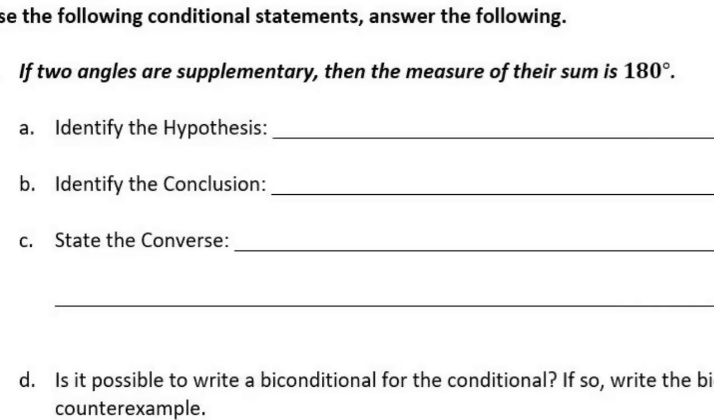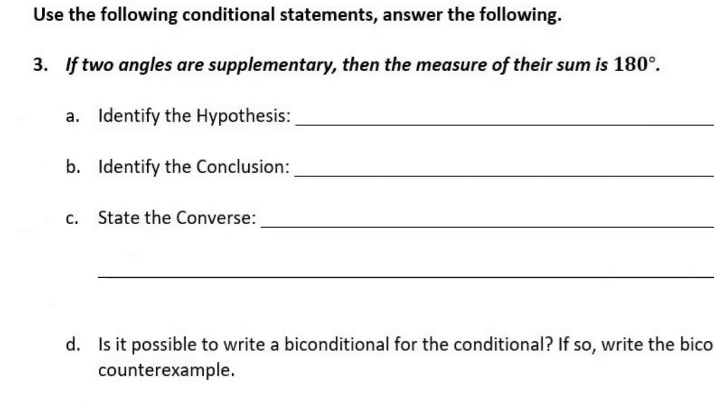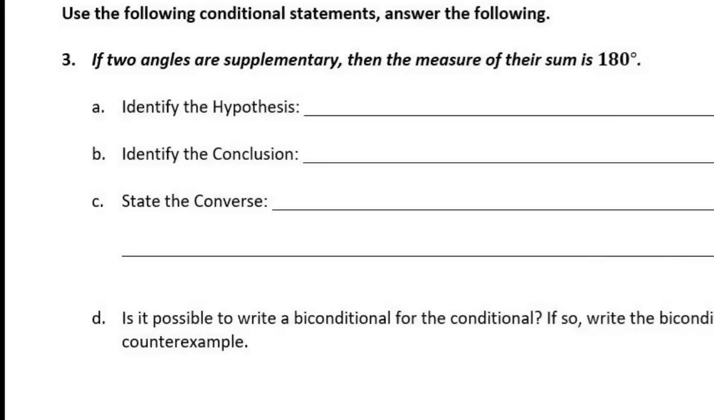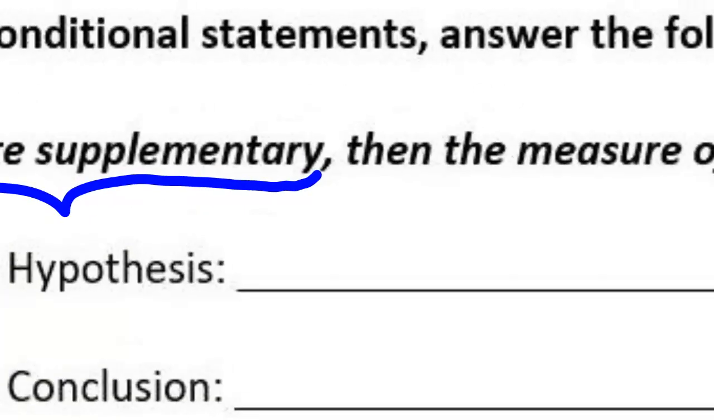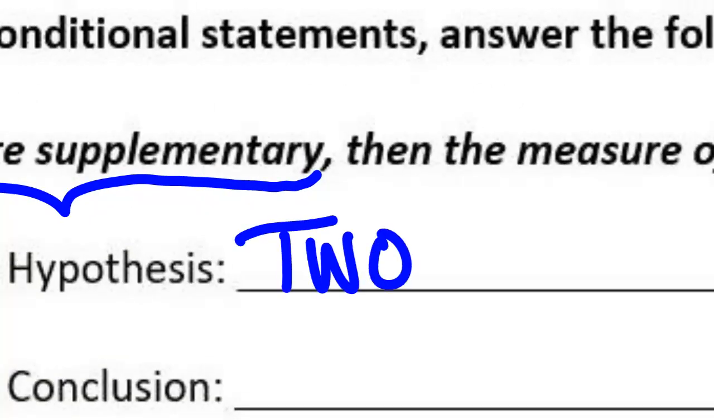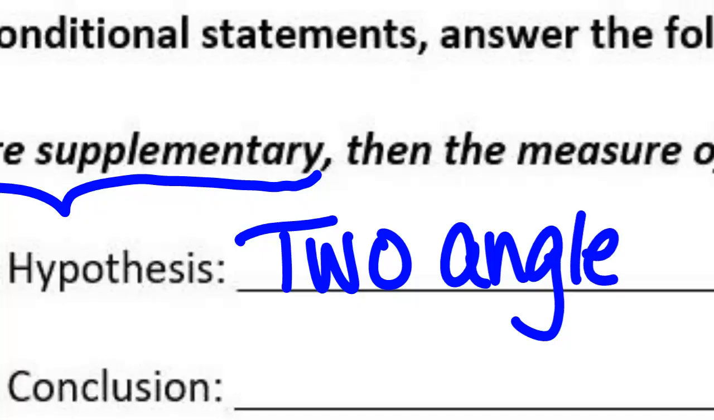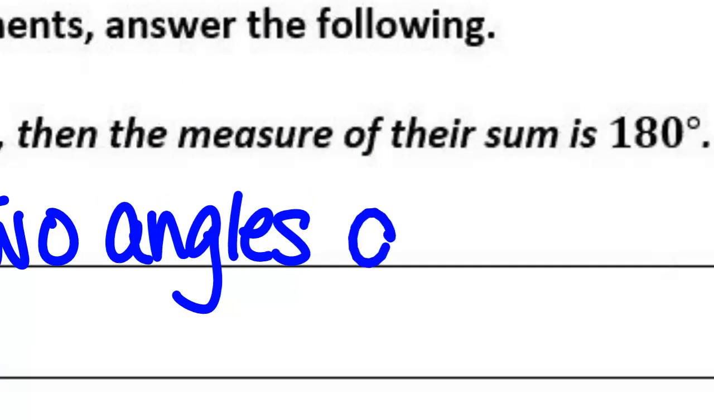All right, hypothesis and conclusion first. My hypothesis would be what? Super close. 2 angles are supplementary. Remember, if is my signal word, and so it's all the stuff that comes after the if over to my comma. That's my hypothesis. This should be a sentence. A sentence has to start with what? Capital letter. So 2 angles are supplementary.